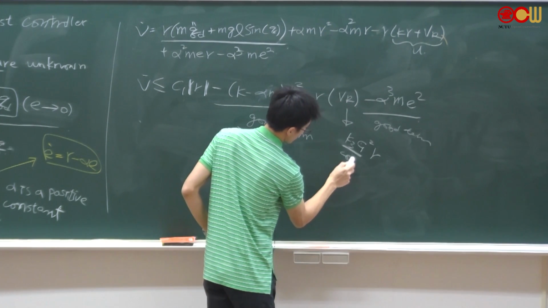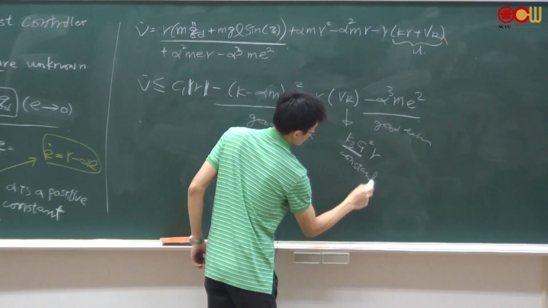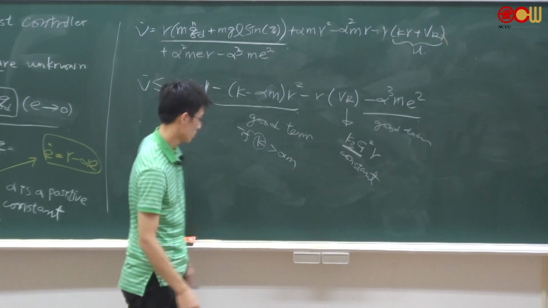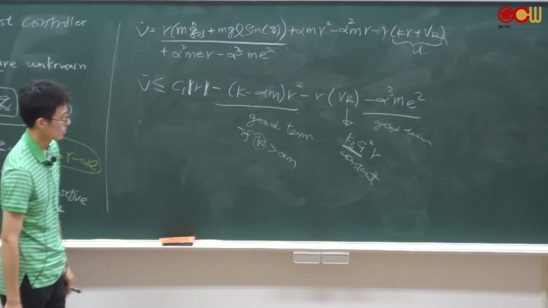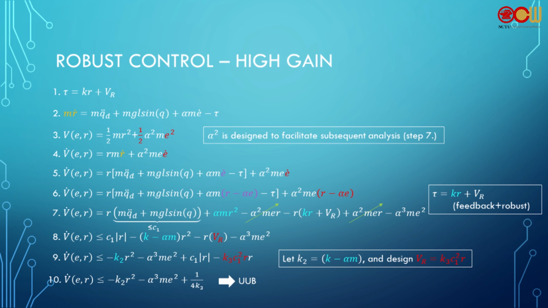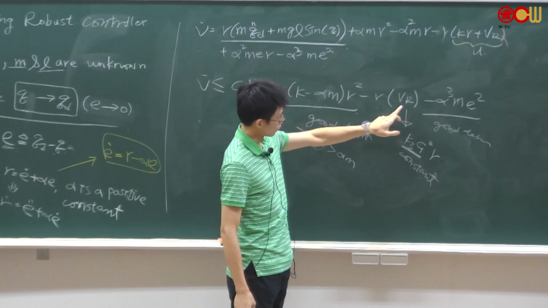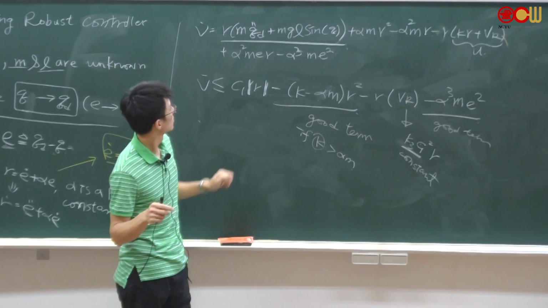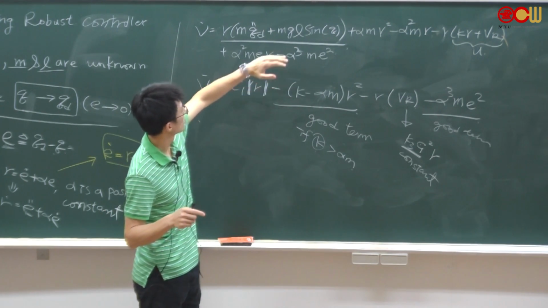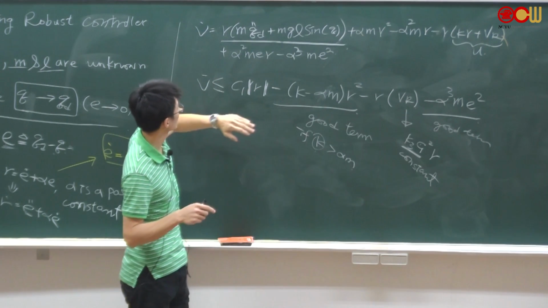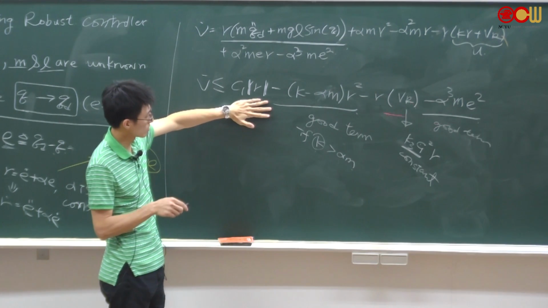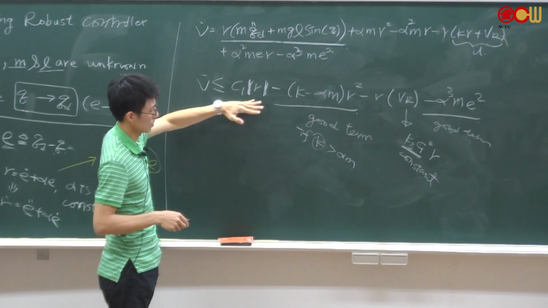Here is a constant. Okay, and there are some reasons to design this structure. We want to use the least robust term to deal with this term, right? VR is the robust term. The robust term is used to deal with uncertainties. And where are the uncertainties? Here. And the uncertainties can be upper bounded like this. So the robust term is used to deal with this.